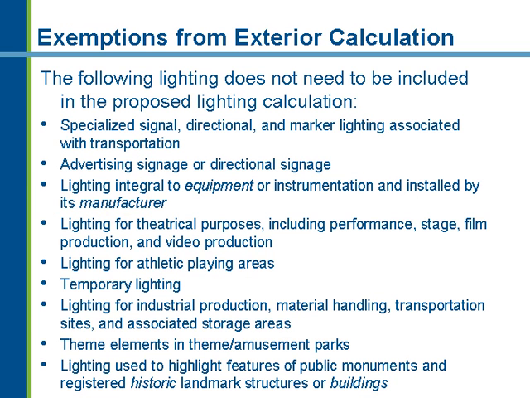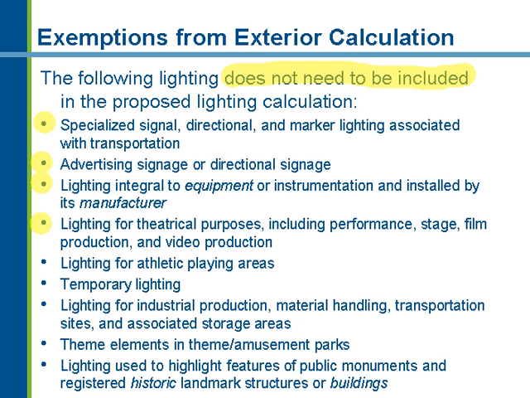Now, as mentioned, there are exemptions from the exterior calculation. This is lighting you do not have to include when you're calculating your designed exterior lighting power. The first one is specialized signal, directional, and marker lighting, and this will be those functions associated with transportation. You have advertising signage or directional signage. Those do not have to be included. If you have any lighting that came with a piece of equipment, was installed by the manufacturer, for example, that lighting does not have to be included as well.